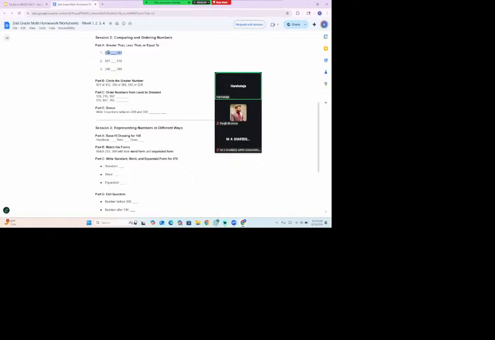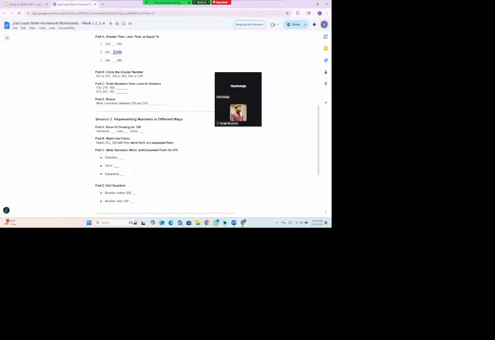We have to look at the place values. They both have the same hundreds place value, but the first one has a 3 and the second one has a 4. So 4 is bigger than 3. So 243 is greater than 234.